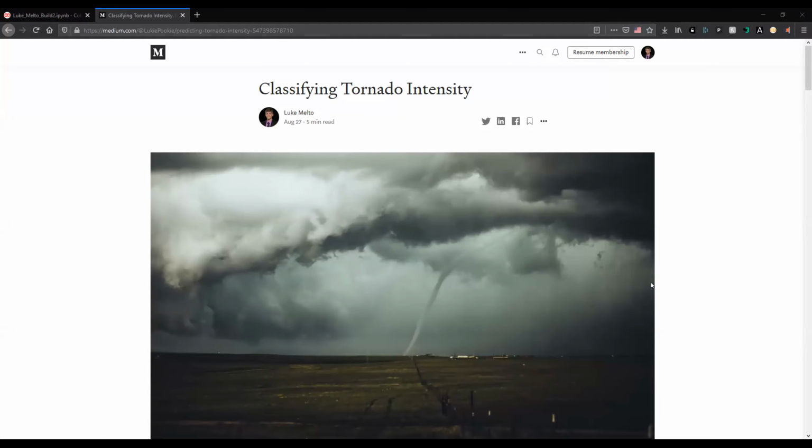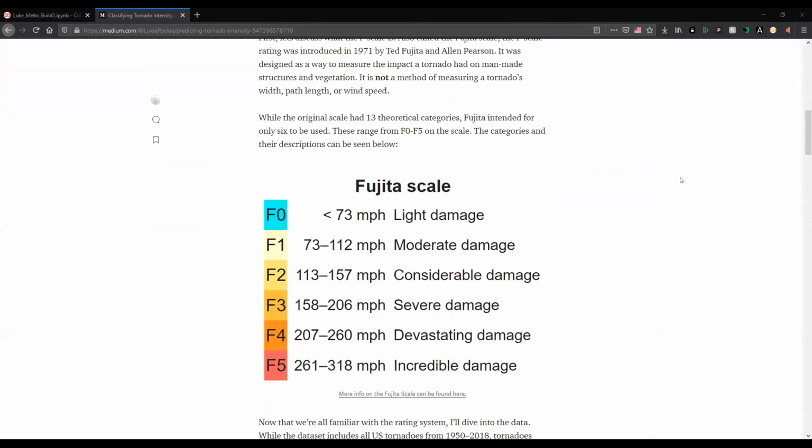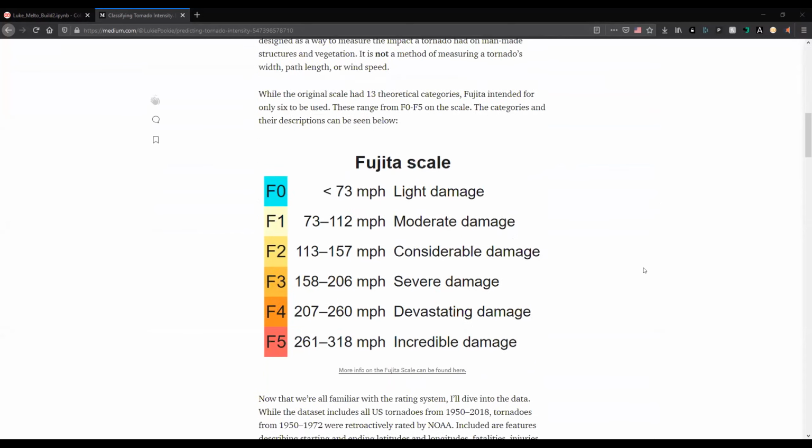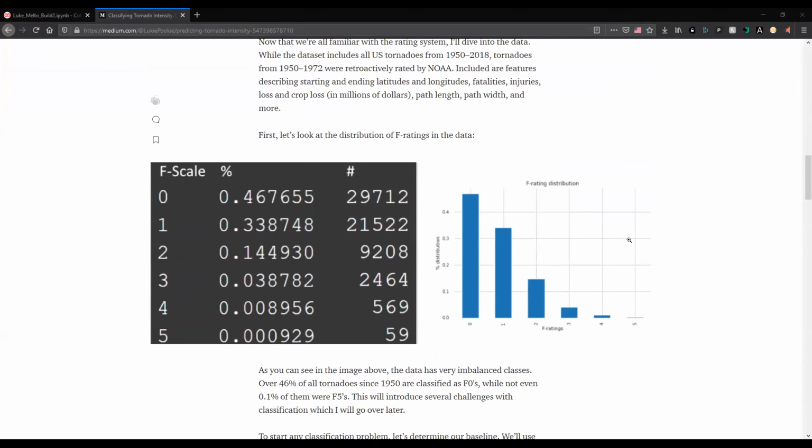Hey, can you hear me? We got you now. Alrighty. So for my project, I was predicting tornado intensity classes. So I'm working with the F scale, which is 0 through 5. And I got my data from the National Weather Service and NOAA. So I have 6 classes, F0 through F5, and this is extremely imbalanced data. So that presented a lot of challenges that I'll go over in a minute.